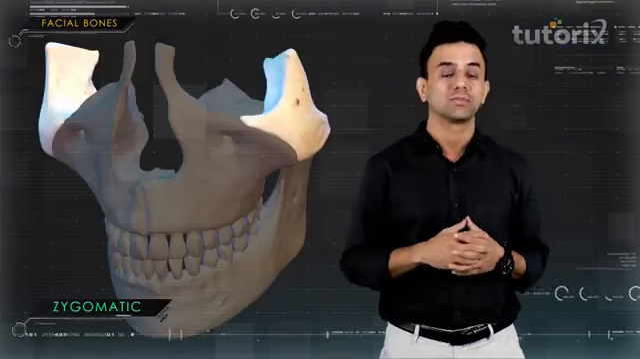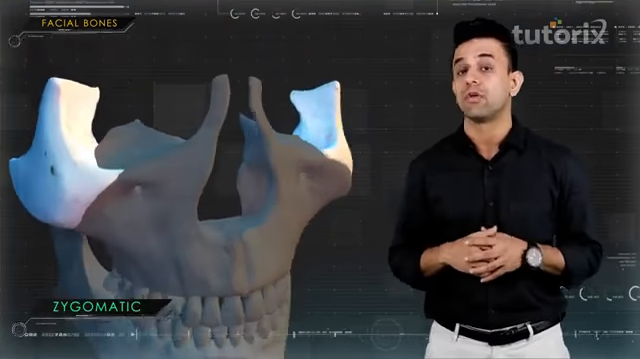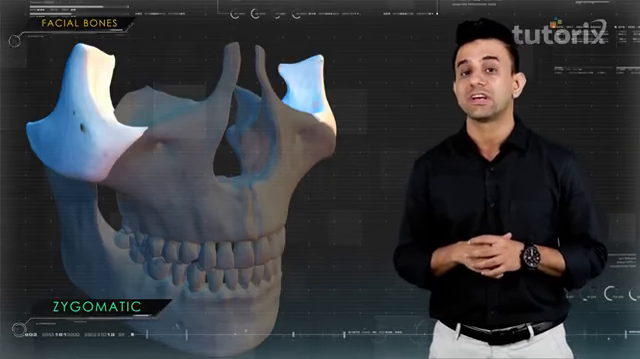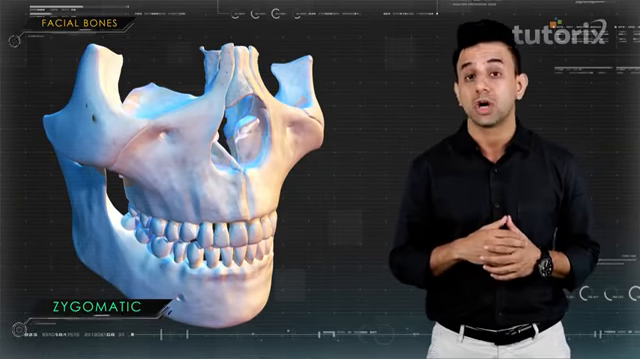Next are the zygomatic bones. The zygomatic bones are also called the cheekbones because they form the prominence of cheeks. These bones are also present in the lateral wall as well as the floor of each orbit.